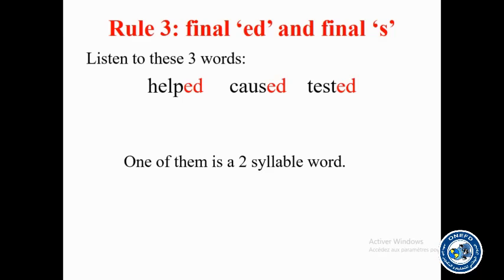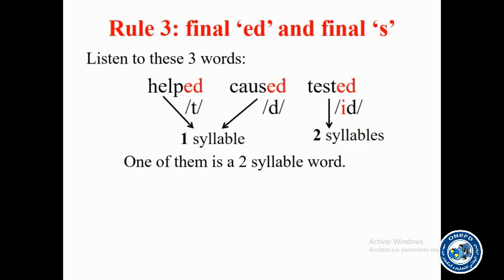So according to you, which word has two syllables? I remind you that a syllable is a vowel sound. Very good. Tested is two syllables because the final ed is pronounced id. You can see here that we have a vowel. Whereas caused ends with d, helped with t. There is no vowel sound here. So both of them have one syllable.